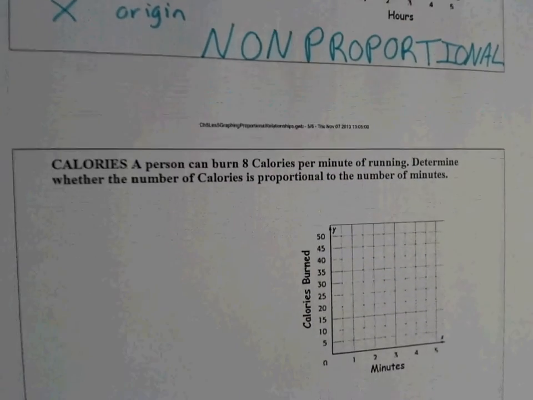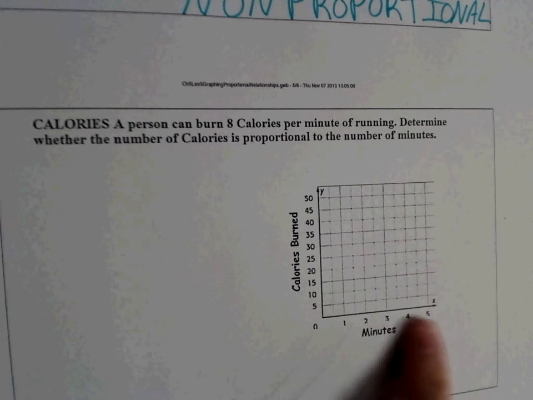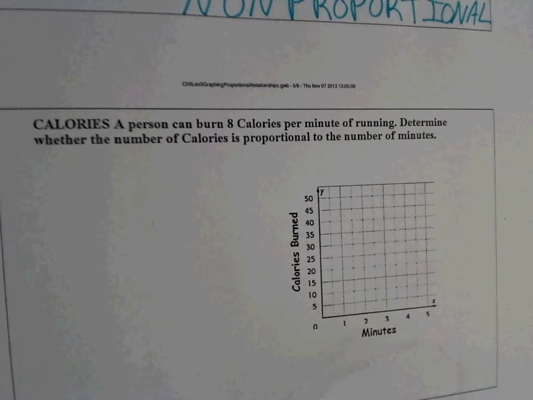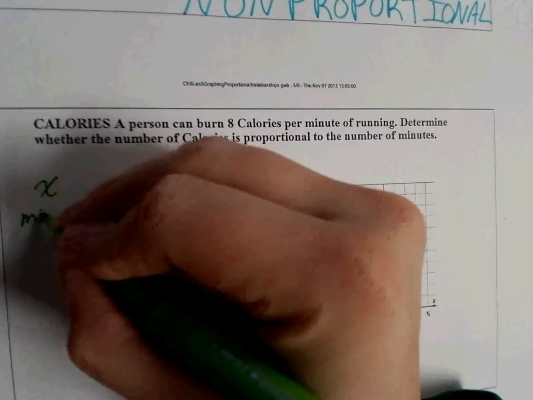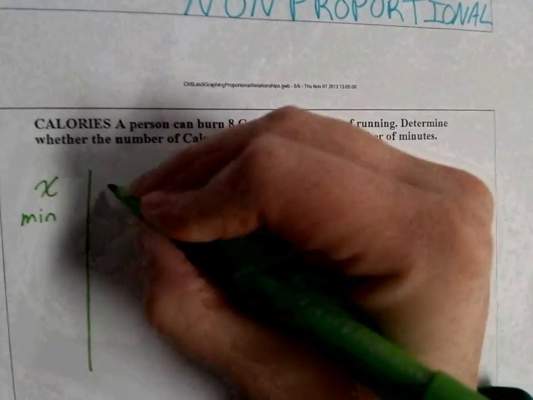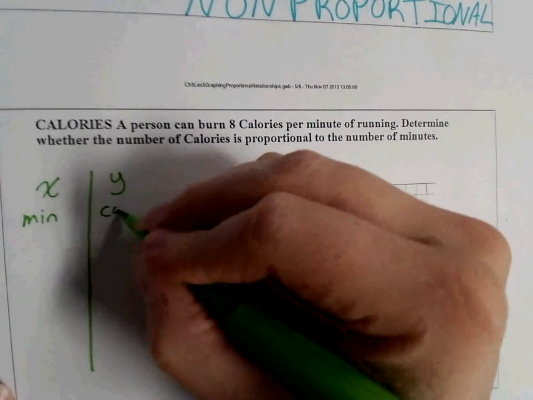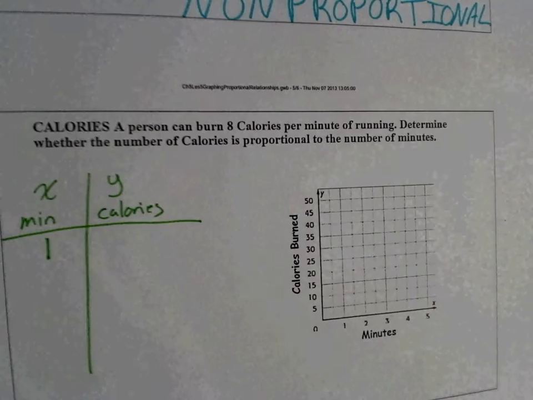All right, let's take a look at our last one. A person can burn 8 calories per minute of running. We want to determine whether the calories is proportional to the minutes. So our minutes represents what? The X or the Y? The X. So we're going to go ahead and make our table. X is going to represent minutes. Y represents what? The calories, right?